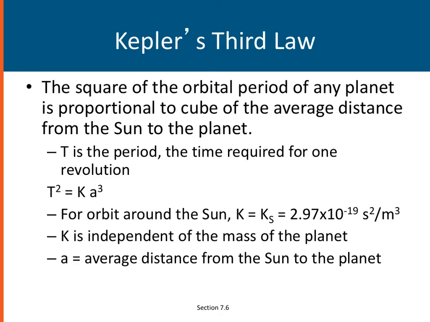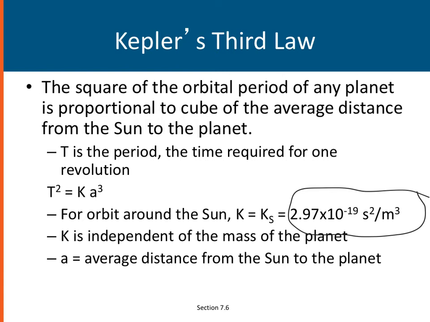And then the third law says that the square of the orbital period, so the period of the planet squared, is proportional to the average distance from the sun to the planet cubed. So T is the period, the time required for one revolution. We remember that, right? For Earth to orbit the sun takes a year, so that's the Earth's period for the orbit around the sun. So basically that's what we figured out here.